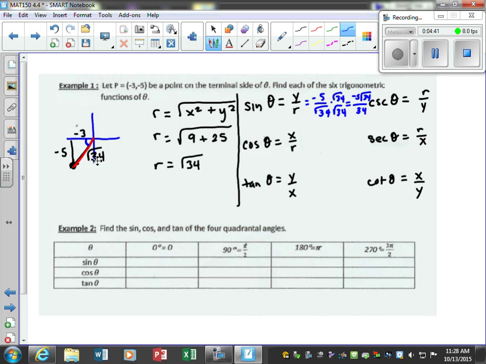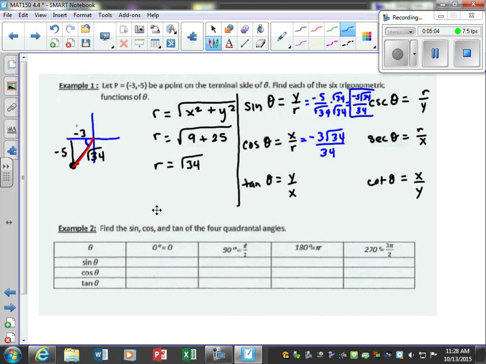It's kind of squished there. Okay, so what about cosine? It's your x over your r. So the cosine is going to be -3 over your radius, which once we rationalize, that's going to be -3 over the square root of 34. And when we rationalize this, the simplified form will be this.